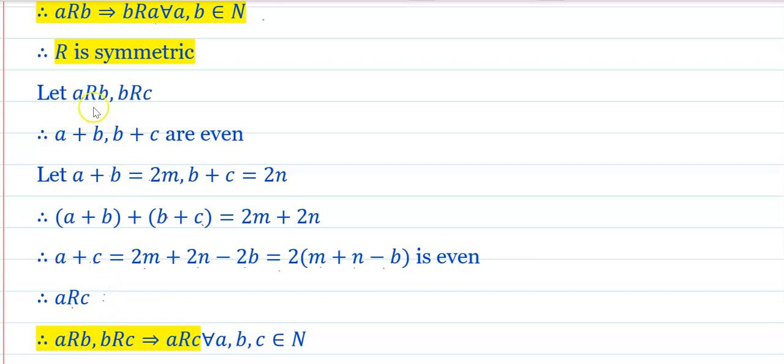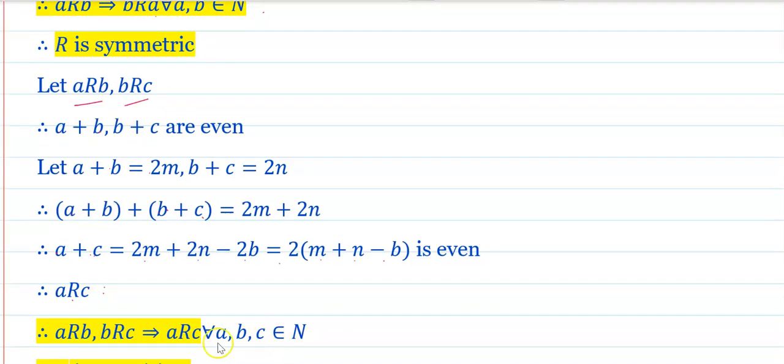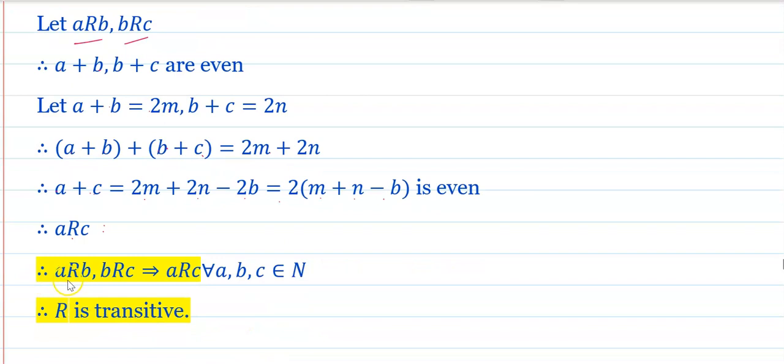Which two relations did we consider? ARB, then BRC. It implies that ARC. This is the transitive relation. That is, ARB is even, BRC is even. It implies that ARC is also even for every A, B, C belonging to the set of natural numbers. Hence R is transitive.